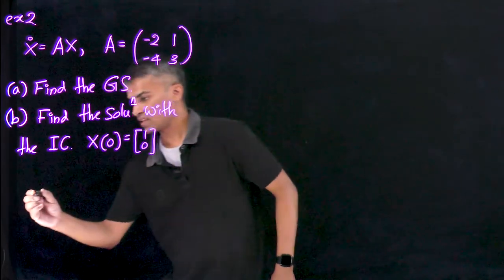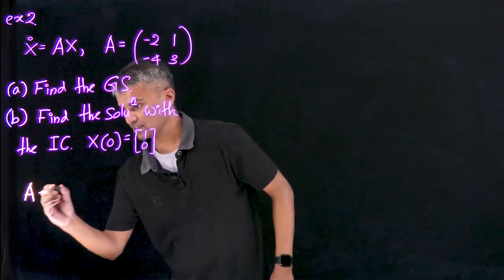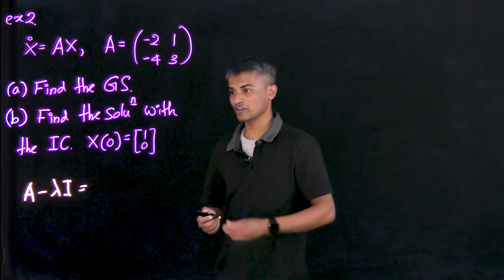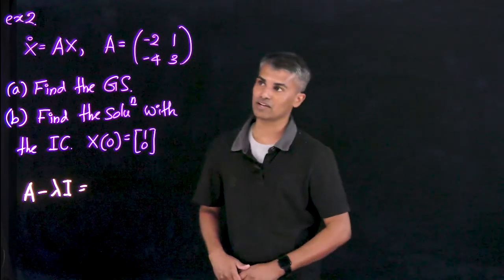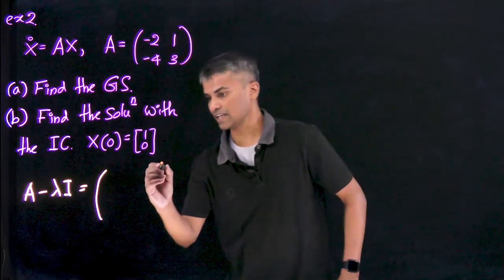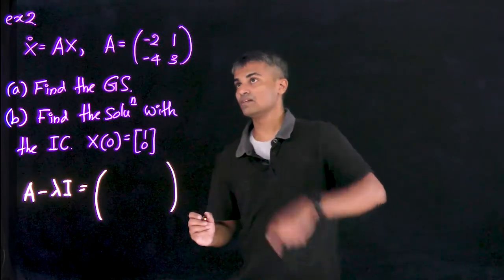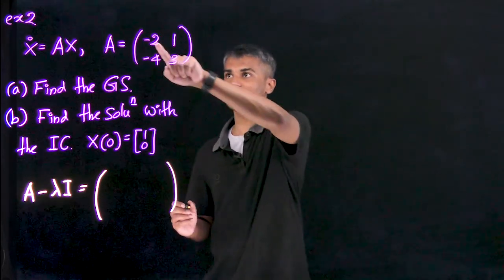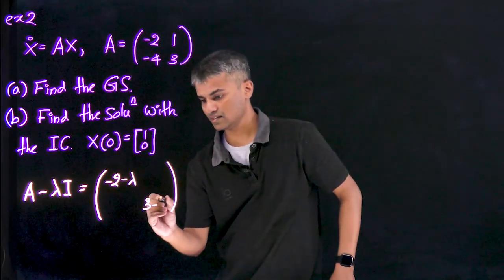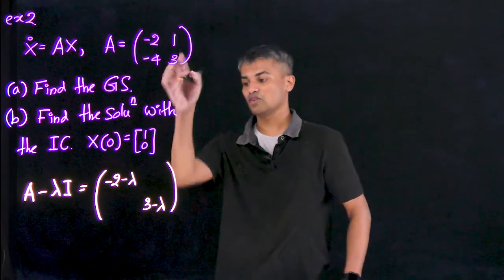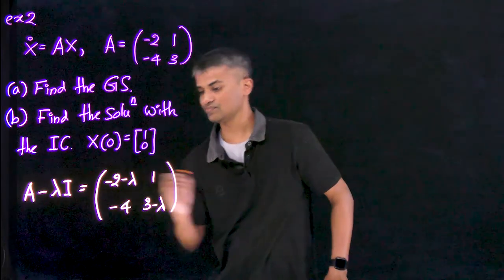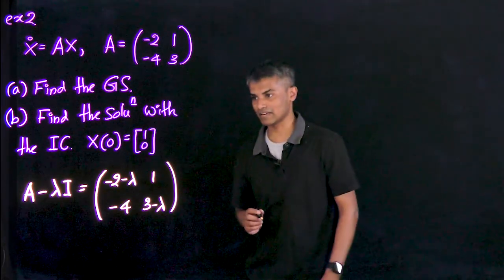As a good habit, always write this matrix A minus lambda I, because we are going to use this A minus lambda I matrix to calculate the eigenvectors. So, A minus lambda I should be, subtract lambda from these diagonal elements, you will get -2 minus lambda, then 3 minus lambda. Your off diagonal elements stay as they are, so 1 and -4. So, this is your A minus lambda I matrix.